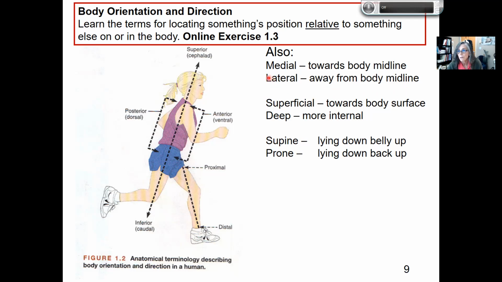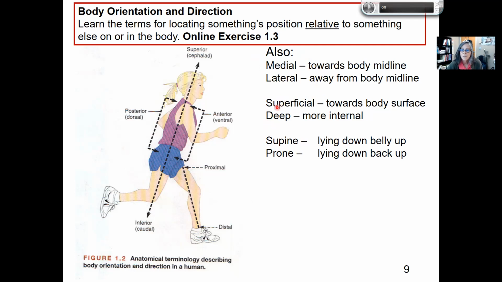So your clavicle, which is part of the shoulder articulation, it's right here. The clavicle is a bone. The sternum is another bone. So your sternum lies medial, the clavicle lies lateral. So then how do you say this? Well, you say the clavicle lies lateral to the sternum, or you could say the sternum lies medial to the clavicle. But normally you have to have two structures.